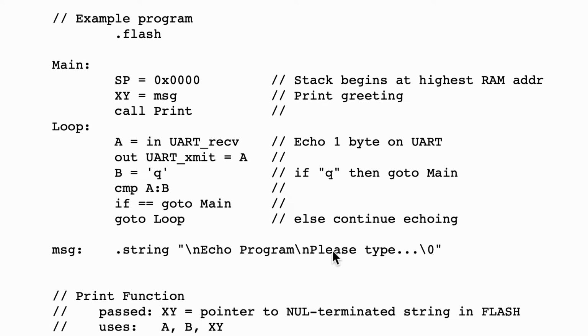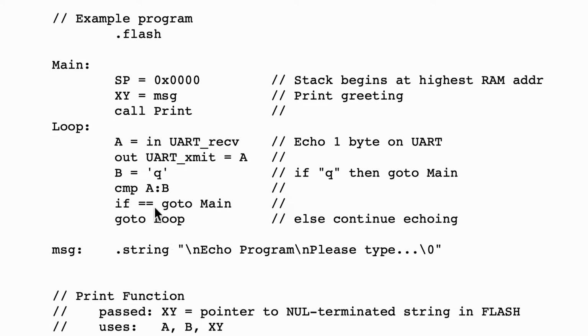The comments over here suggest exactly what it does. Basically, it's echoing 1 byte. It's reading 1 byte from the UART and then sending it right back. It's also watching for the Q character. It begins by printing a greeting, and if the Q character is typed, it loops back and prints the greeting again, and then goes back into this loop, which is echoing bytes.